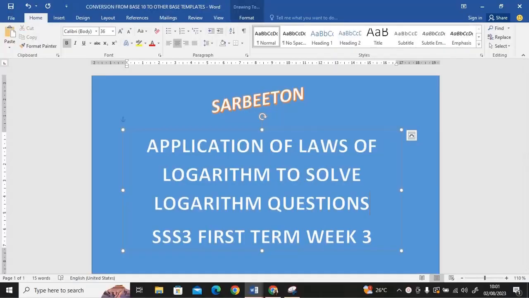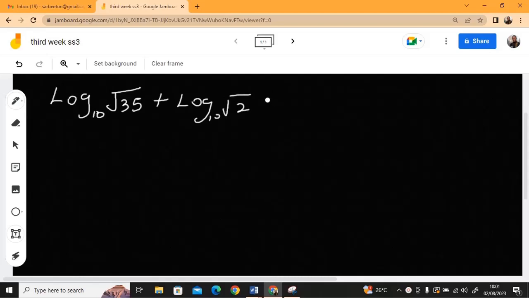Now I want to look at applying those laws we've talked about to solve logarithm questions. Let's assume we are given a question like this, where they give some condition that you should solve. We have log base 10 root 35 plus log base 10 root 2 minus log base 10 root 7.